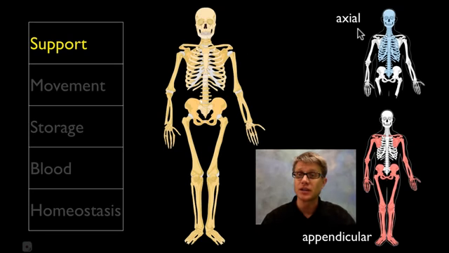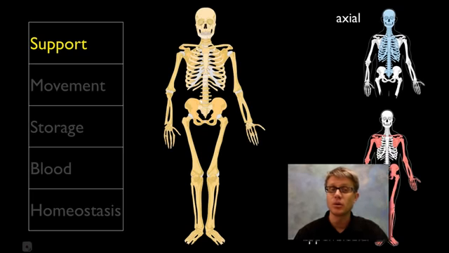Our skeleton is broken down into two different parts. We have the axial skeleton. The axial skeleton is going to be made up of the skull, the vertebral column, and the ribs. That really is protecting the central nervous system and a lot of these organs. And then we have the appendicular skeleton. The appendicular skeleton is made up of pretty much everything out past these joints. That's going to be your hip, your shoulder blade, and your arms and legs. The function of the appendicular skeleton is locomotion.